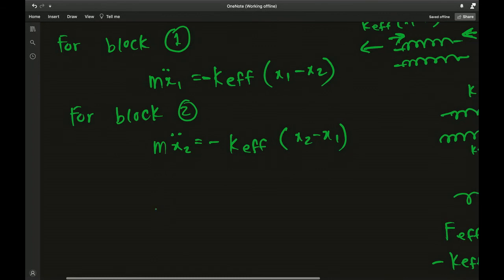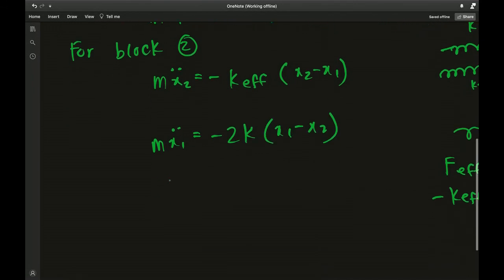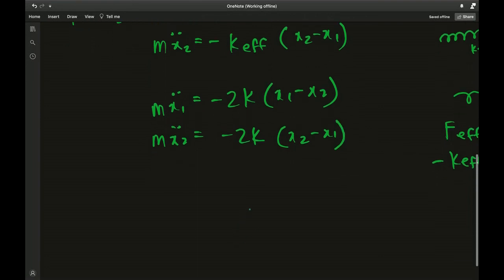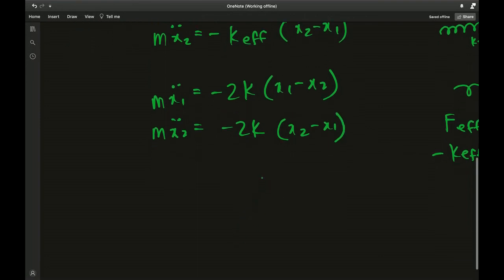So our equations are now as follows: m x1 double dot is equal to negative 2k times (x1 minus x2), and m x2 double dot is equal to negative 2k times (x2 minus x1). Okay, now how do we solve this differential equation? Well, since both masses are the same, we have a great advantage here. We can add both of them.